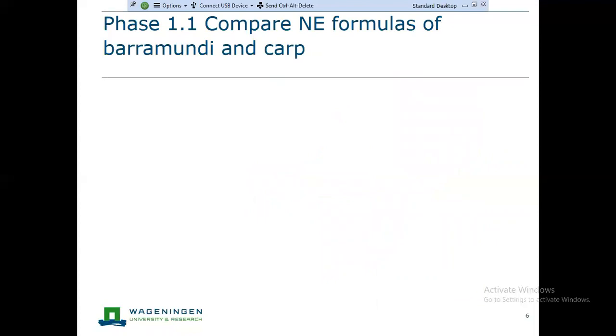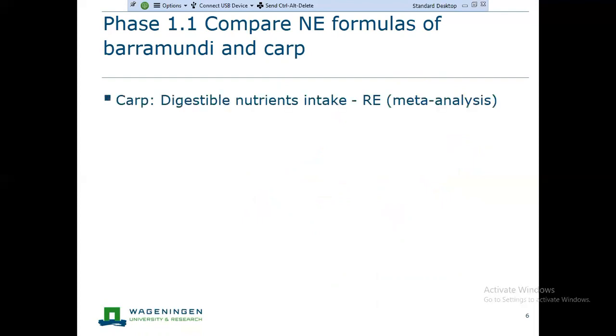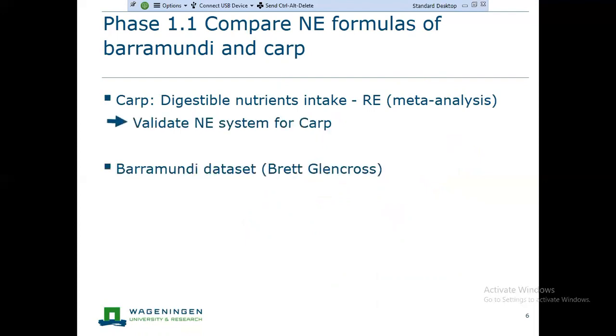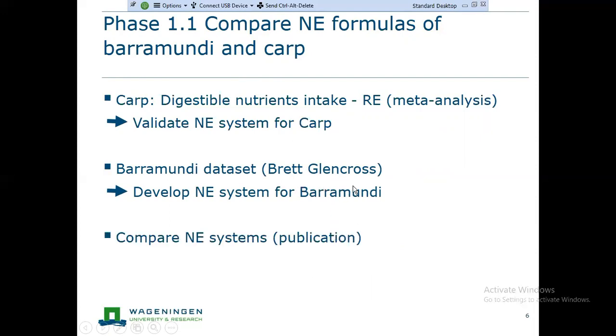In the NE approach at this moment, we have publications on barramundi and carp. For carp, we did experiments and also a meta-analysis. For barramundi, we based it on the dataset of Bradley and Ross from the University of Stirling, and we have a publication comparing the NE system for these two species.